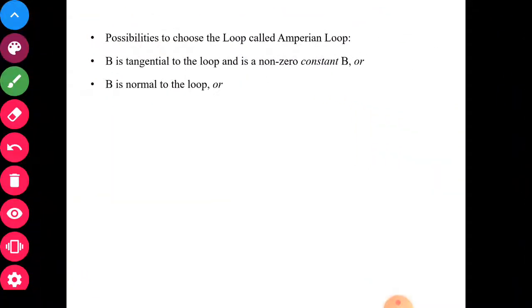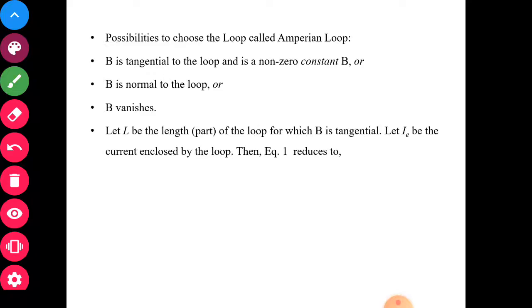So B is tangential to the loop and is non-zero constant, or B is normal to the loop. This way also you can choose the loop. Sometimes you choose the loop in such a way that B vanishes, or the resultant value of B becomes 0. Now let L be the length that is part of the loop for which B is tangential. Let IE be the current enclosed by the loop.